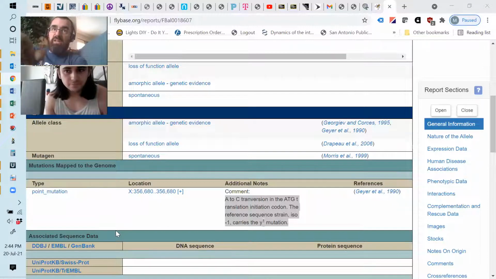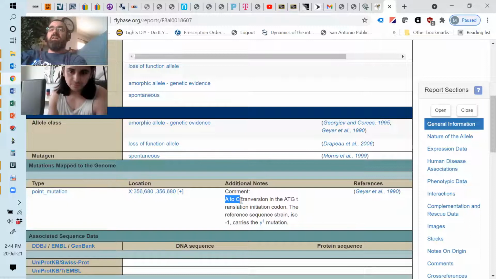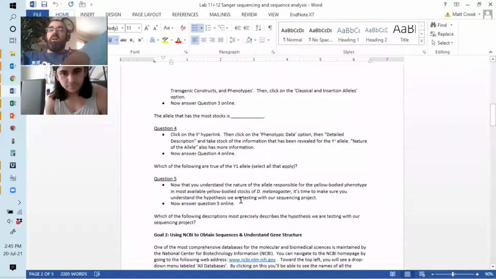So this change here that I've highlighted, one single base, an A to a C, so we have CTG instead of ATG, that is sufficient to completely get rid of all function of the yellow gene. Complete loss of function. So that should help you answer questions 4 and 5.